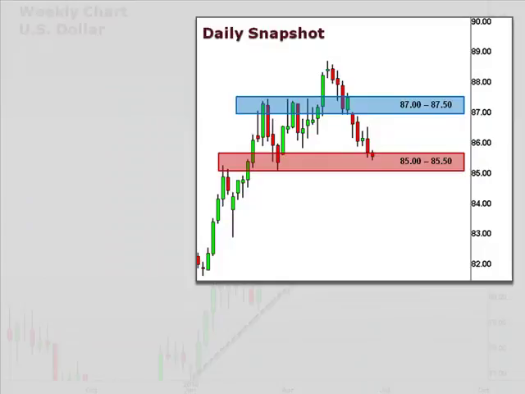Let's take a quick look at a daily snapshot of the US dollar index. Now, we can see here that the dollar index is testing the upper range of our 84.85 support, suggesting that we should see some consolidation and possible retracement to the upside this week.